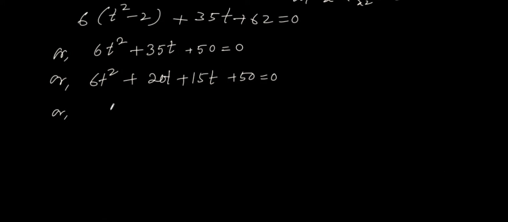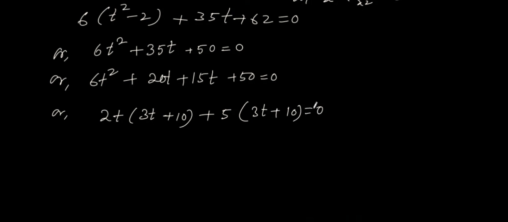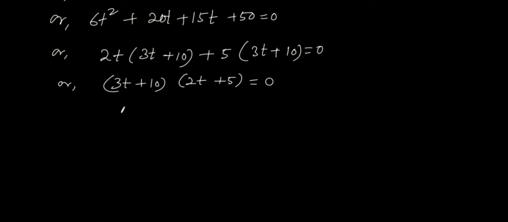or 2t times 3t plus 10 plus 5 times 3t plus 10 equals 0, or 3t plus 10 times 2t plus 5 equals 0. So therefore either t equals negative 10 by 3 or t is negative 5 by 2.